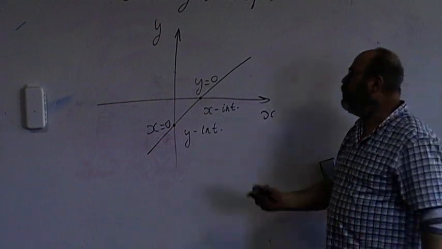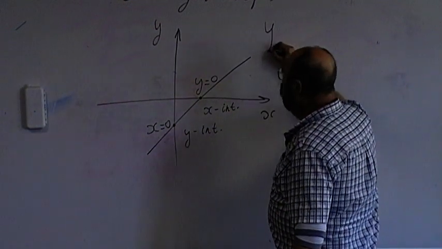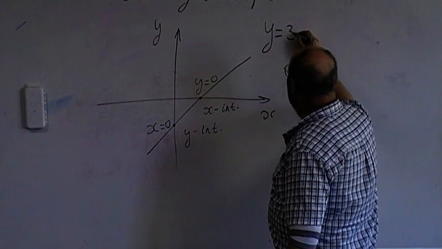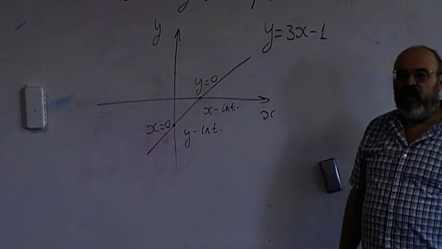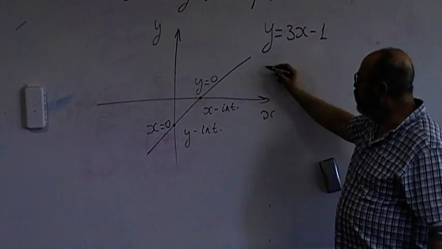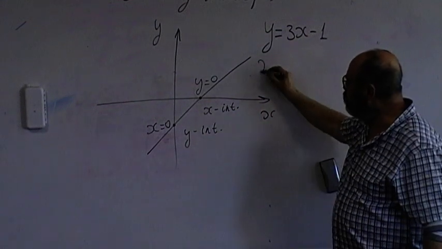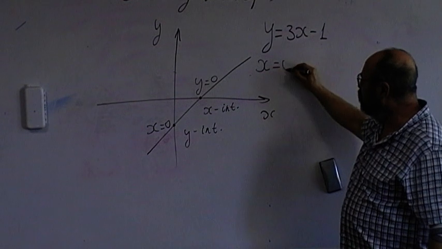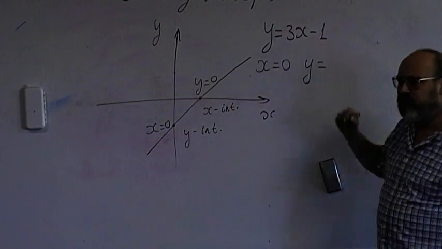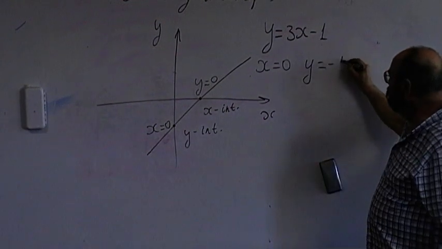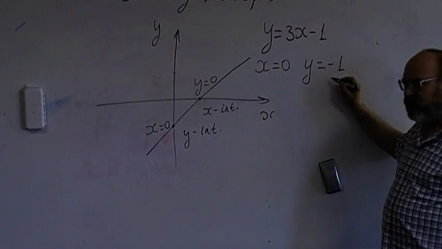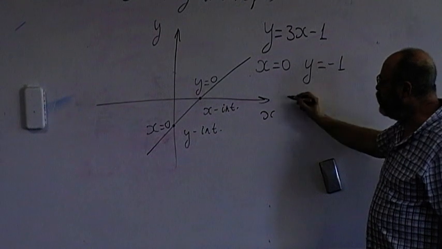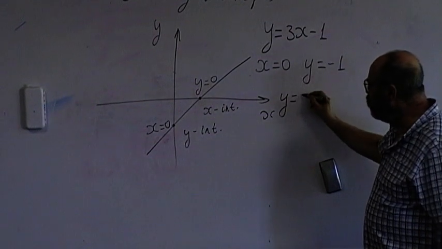For example, if we have the rule y equals 3x minus 1. What y will be equal when x equals 0? Negative 1. Y equals negative 1. So that is the y-intercept. Now, to find the x-intercept, we take y equals 0.